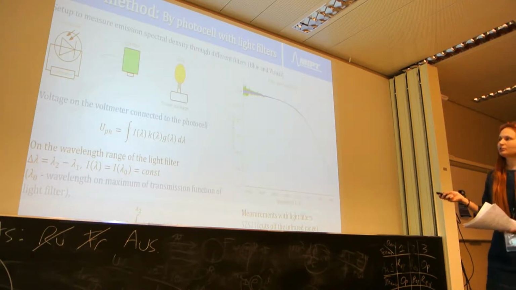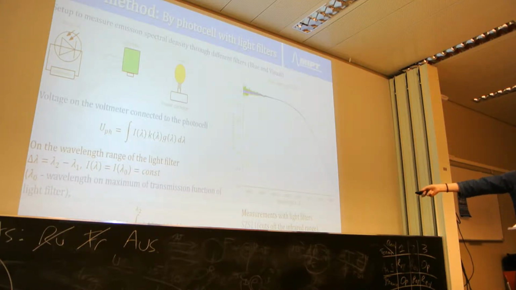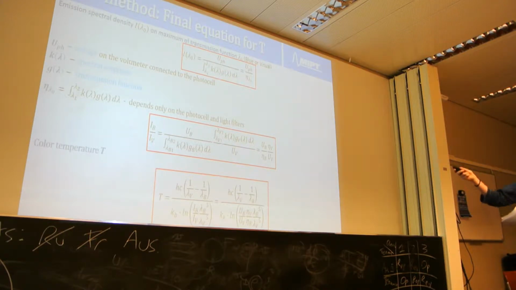I conducted the experiment with 3 filters. Also I use SZS21, which cuts off the infrared range, because the lamp has a maximum in the infrared range. Therefore the emission spectral density is constant over this range, and I can get this final formula for color temperature.